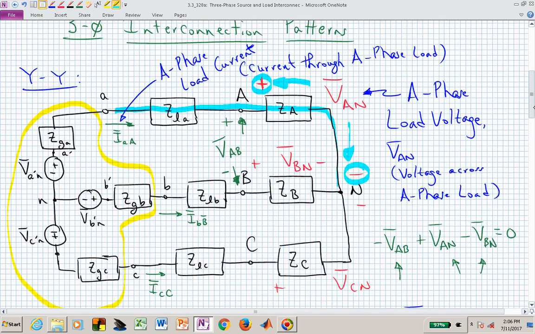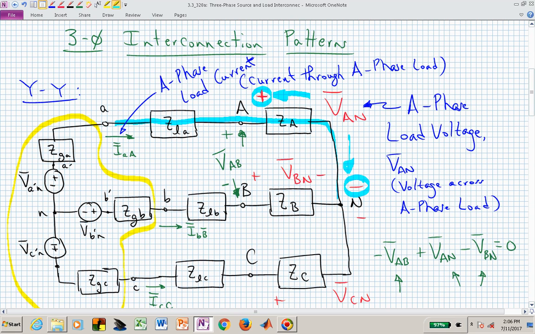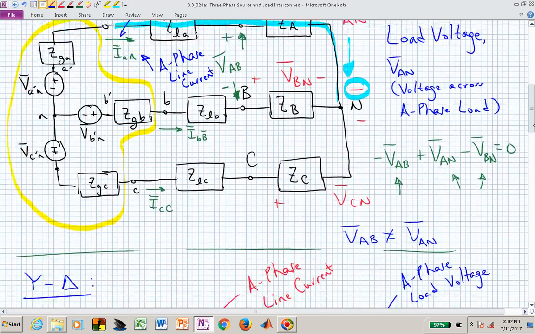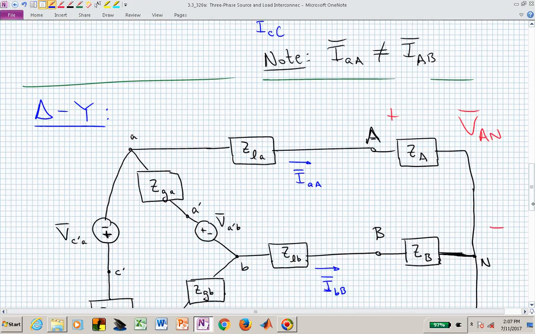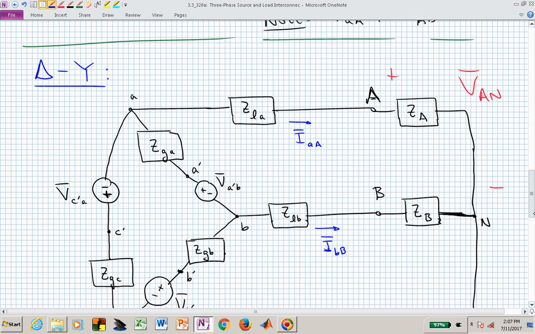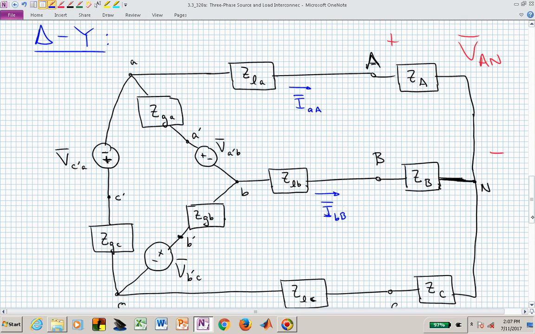In the Y configuration of the load, the A phase line current, I sub AA, was in fact the same as the A phase load current. Do you see how you need to keep track of labeling and terminology with these different interconnection patterns?